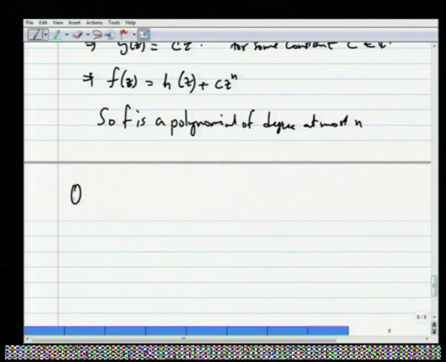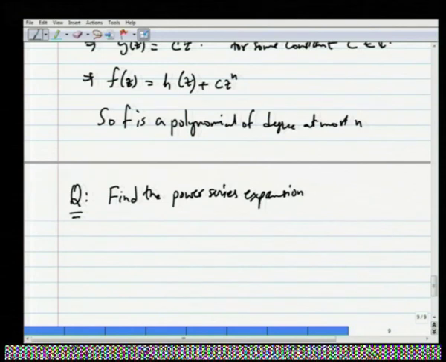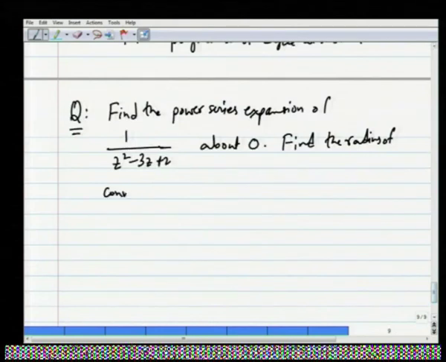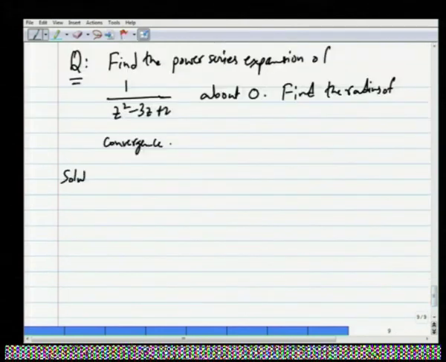So, the next question is as follows. Find the power series expansion of the function 1 by z squared minus 3 z plus 2 about 0. Find the radius of convergence. You can pause the video here to answer the question yourself. And here is the solution.